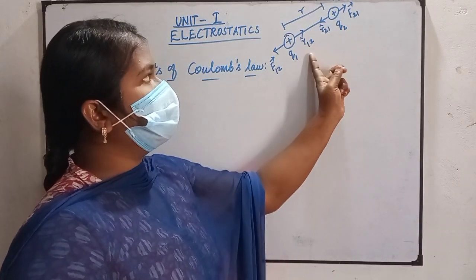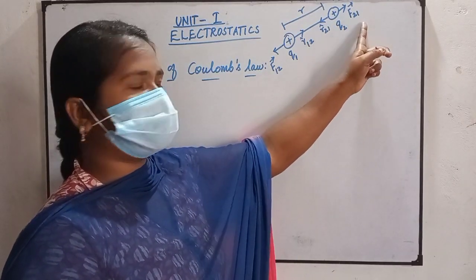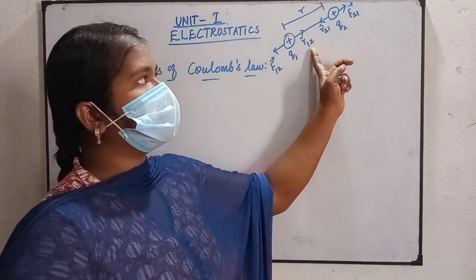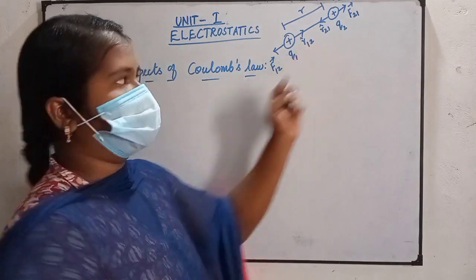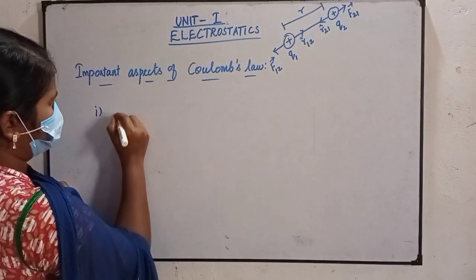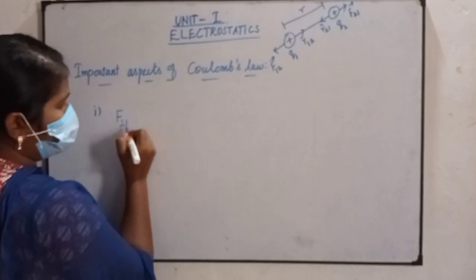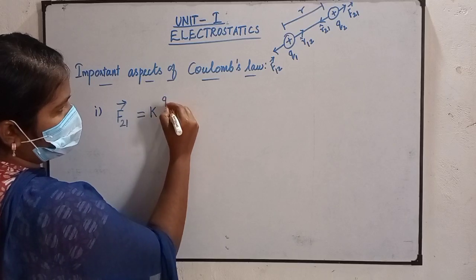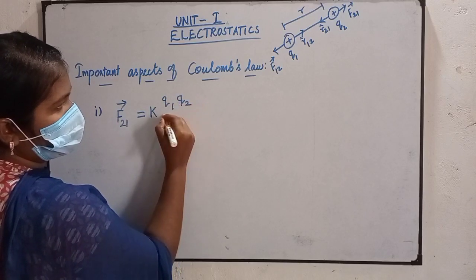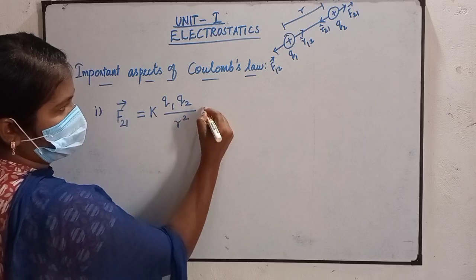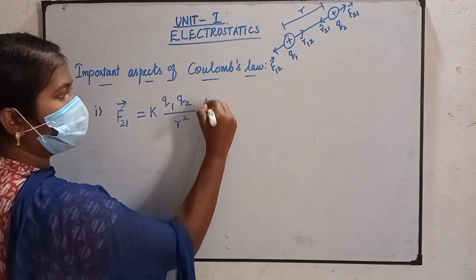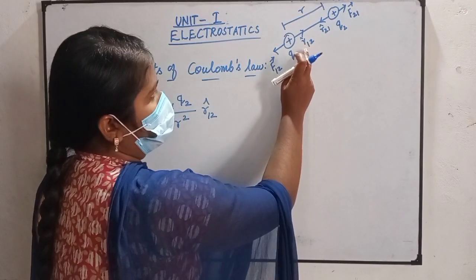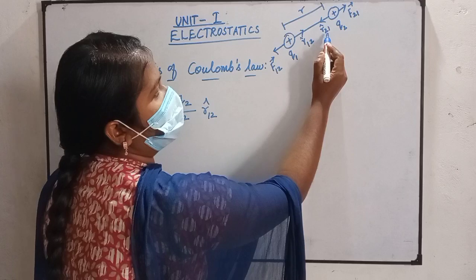Now the force exerted by Q1 on Q2 is F21, and its unit vector is R12. So F21 is equal to K Q1 Q2 by R squared times R12 cap. The direction of R12 is this way, but the direction of R21 is the opposite way.